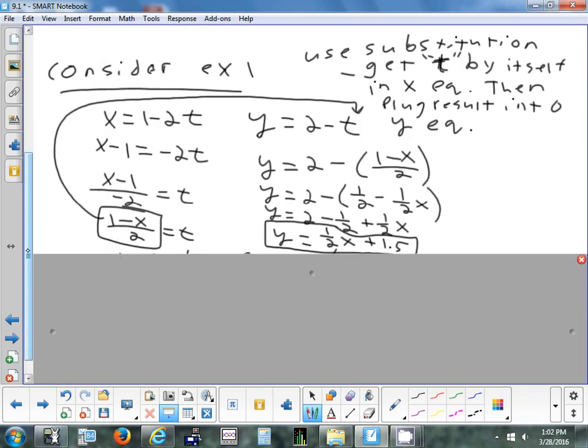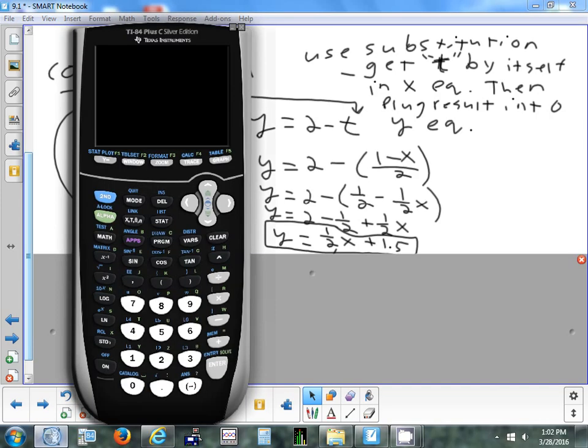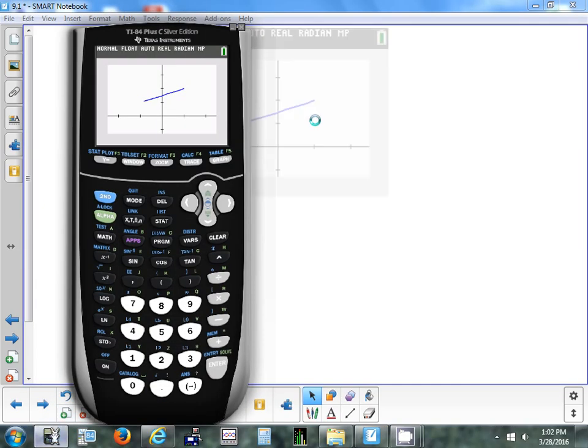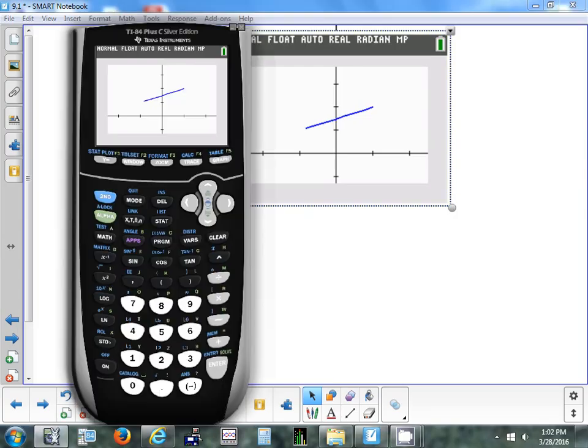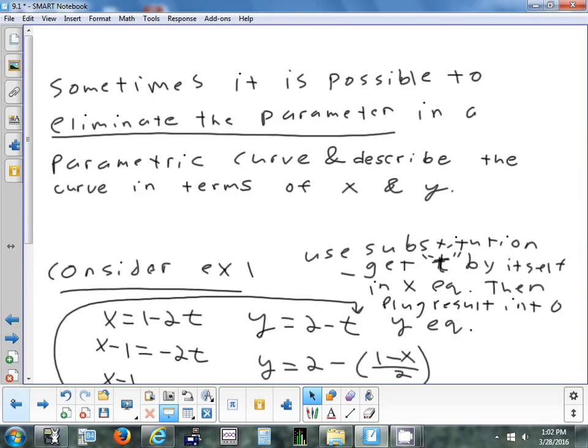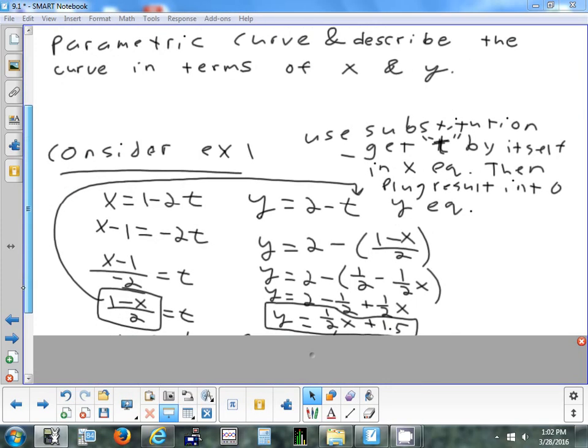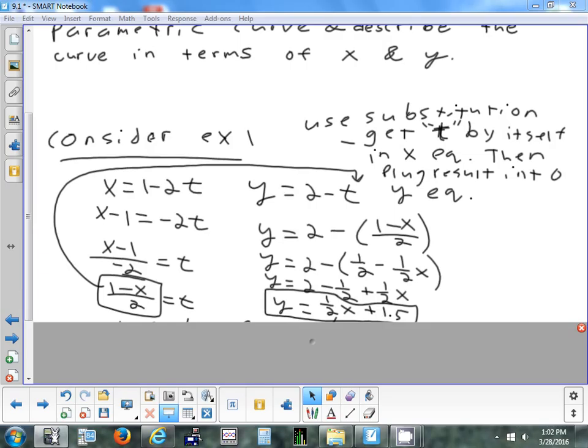All right, let me take what we have right now and put that on the screen. And then I'm going to graph this and we'll compare the two and see if they look the same. Let me come back to that in a second. So that's what we have now. Okay, and now I'm going to change it back to function. And I'm going to graph y equals, what was it? 0.5x plus 1.5.